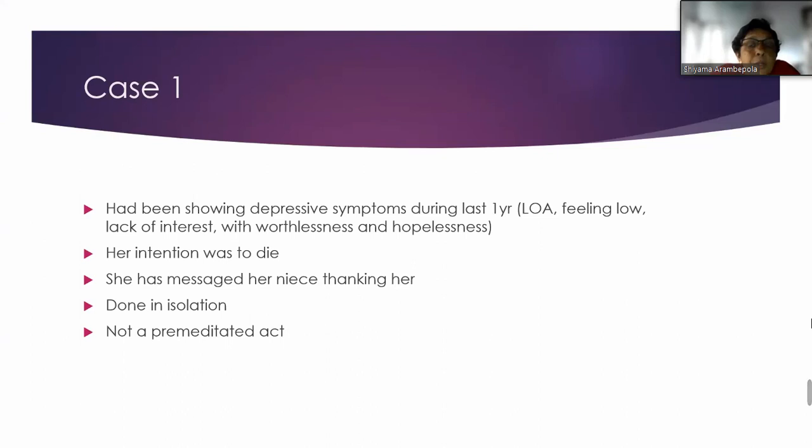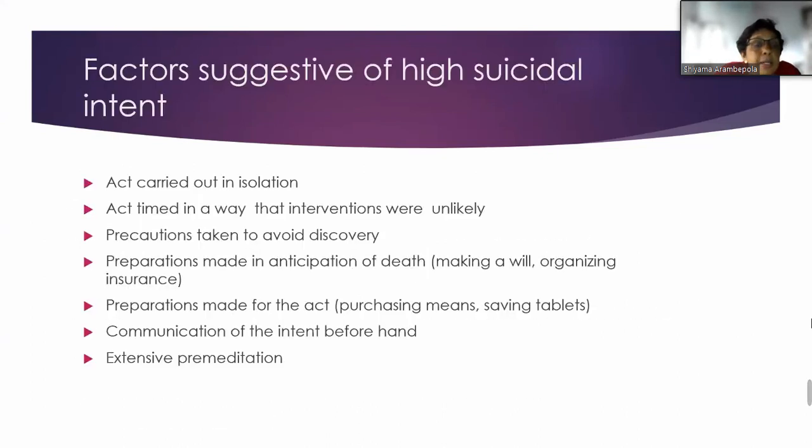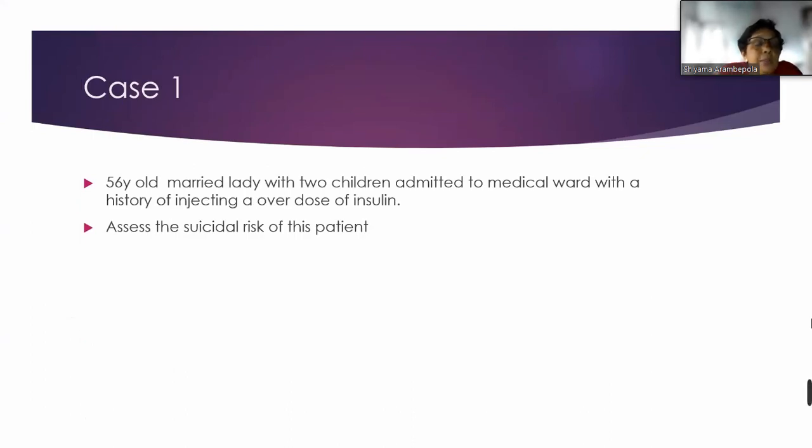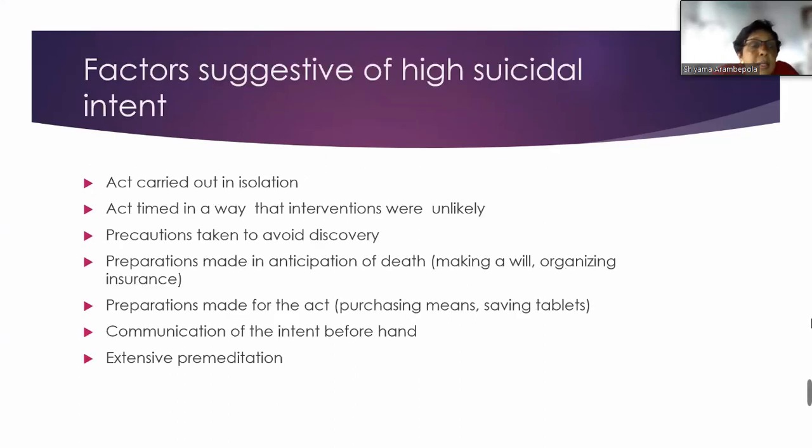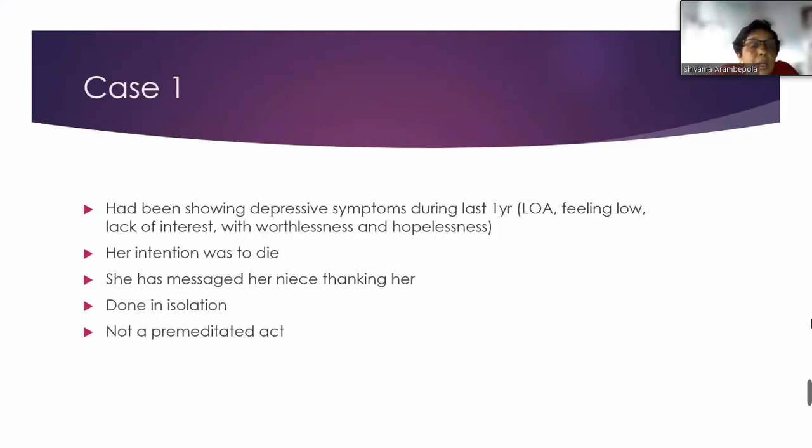So if you take the patient that we have taken initially, we were taking a patient who is a 56-year-old married lady with 2 children admitted to a medical ward with a history of injecting an overdose of insulin, right? So we need to assess the suicidal intent. In order to identify that, we need to get more details, right? So these are the details that we have been able to obtain.